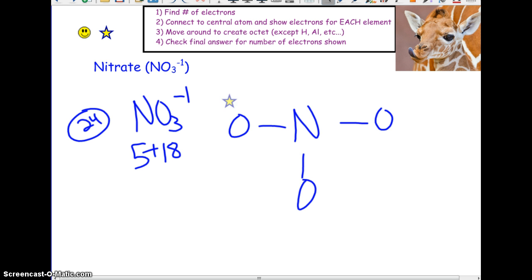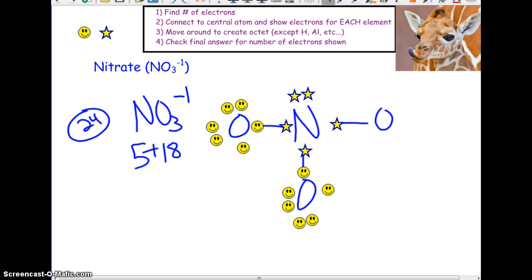Put the dots in. N brings 5 dots: 1, 2, 3, 4, 5. Each O brings 6 dots: 1, 2, and so on. Keep them in pairs so you can see them. And you can quickly notice that this O has 1 that's by itself, doesn't have enough. Same thing for the bottom O. When I put 6 dots around it, you see that there's 1 by itself. So that tells you that the one on the right does not have an octet either. And then the last O needs 6 electrons as well.